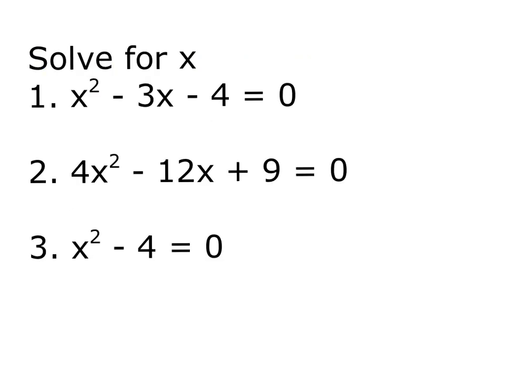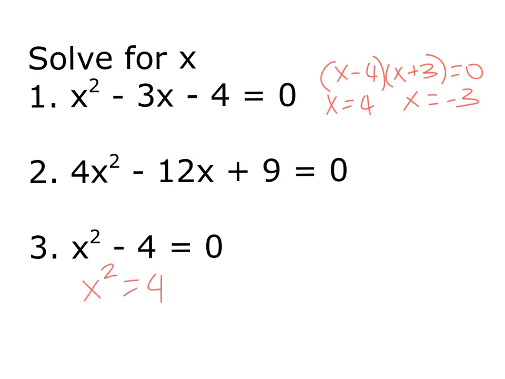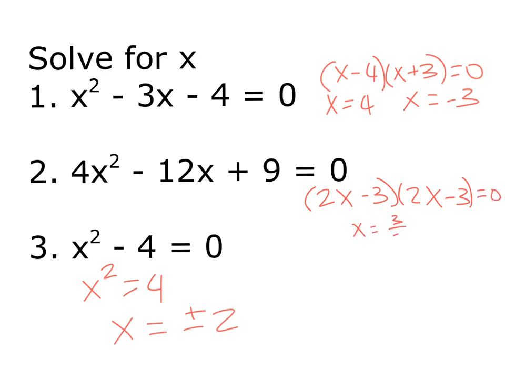Alright, so just quick review, solve these. The first one, x minus 4, x plus 3 equals 0. So x equals 4, x equals negative 3. 3x squared equals 4, so x equals plus or minus 2. Number 2 looks like 2x minus 3, 2x minus 3. X equals 3 over 2.